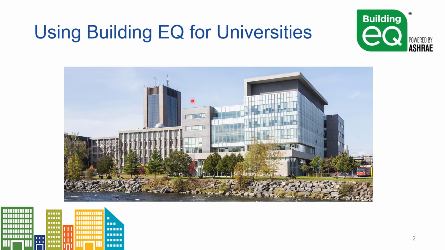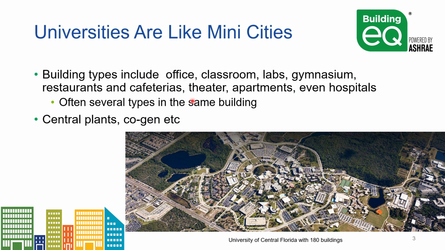needs. Now, when we talk about universities, we often hear people say, well, that's institutional work. Well, that doesn't really describe what a university is like. It would be better to consider them a mini city. I mean, these facilities have a huge number of buildings. As you can see, the University of Central Florida has 180 buildings on its main campus.